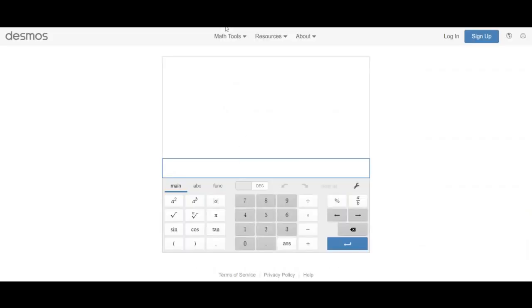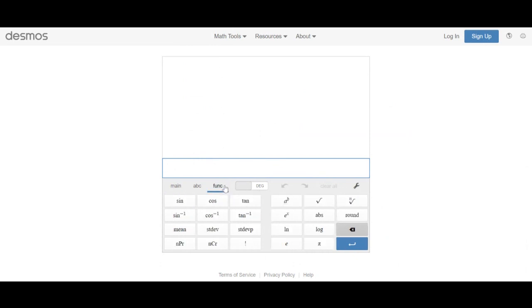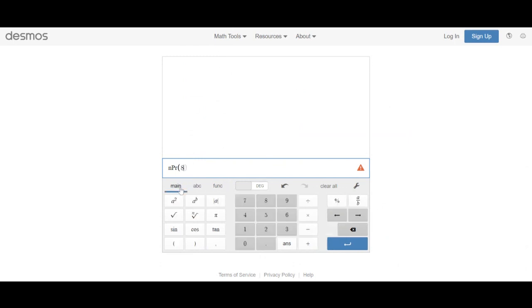Graphing scientific. Okay. So again, we have 8, 3. So it's nPr, permutations, that is. So we click on functions. Then we go to nPr. We have 8, then a comma, 3. What's the close parentheses? Ah, here it is. Down here, you close it, press enter, and you get 336.